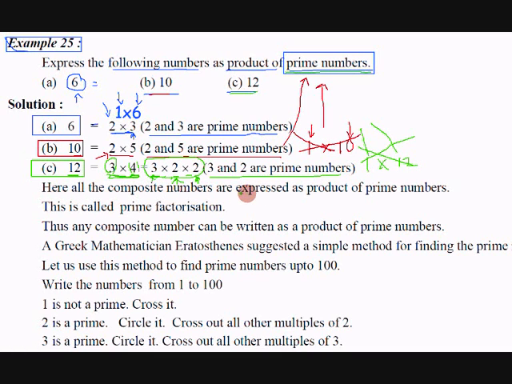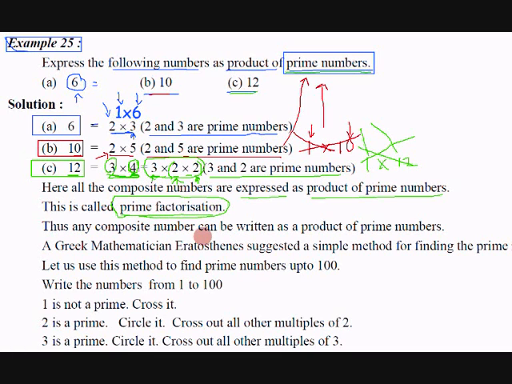Here all the composite numbers are expressed as product of prime numbers. That is, 4 is a composite number. We converted that 4 as a product of prime numbers. We converted it as 2 into 2, both of which are prime numbers, right? This is called prime factorization. What is prime factorization? Converting all the factors to prime numbers. Here naturally these two are prime numbers, but we converted this composite number also into prime numbers. This is called prime factorization.